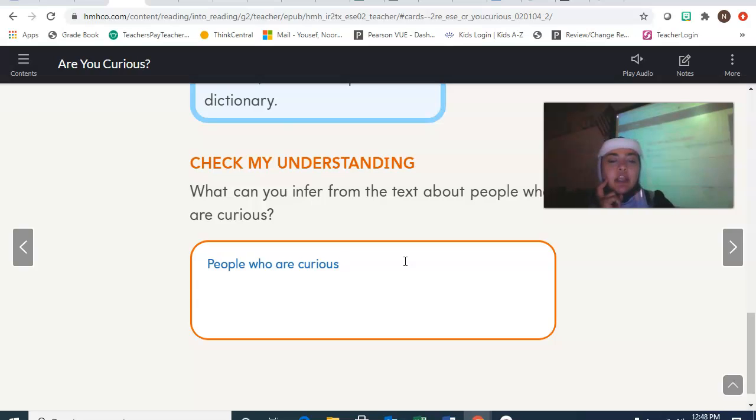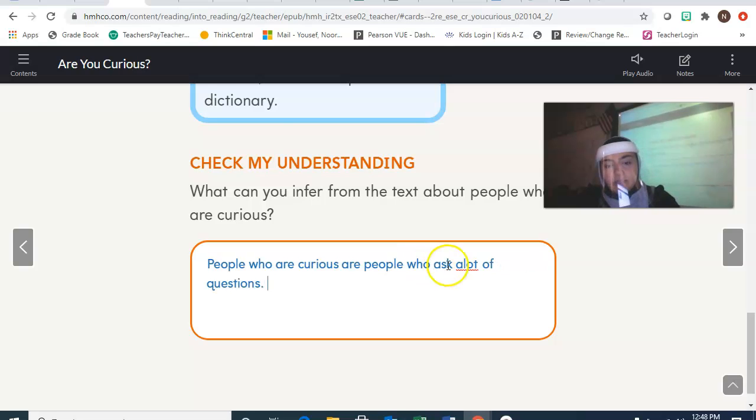So people who are curious, what about people who are curious? What can we say about them? Are people who, okay, they're not experts. We're all curious about things, but they're people who what? They ask what? Good. People who are curious are people who ask a lot of questions.